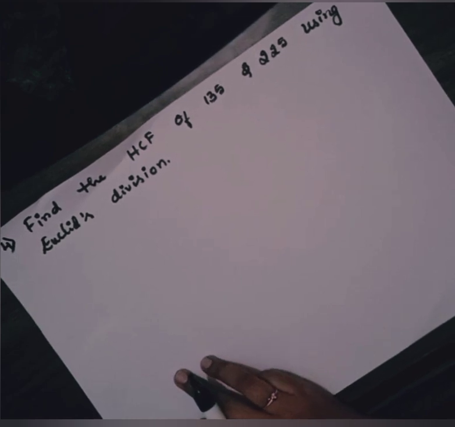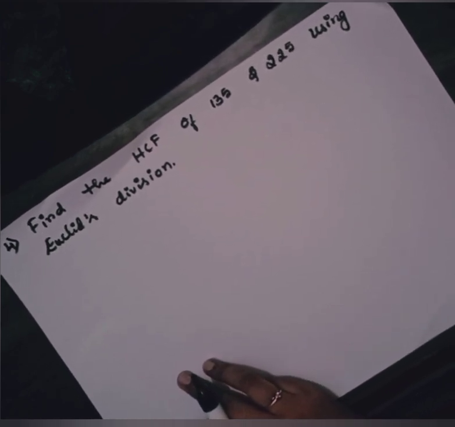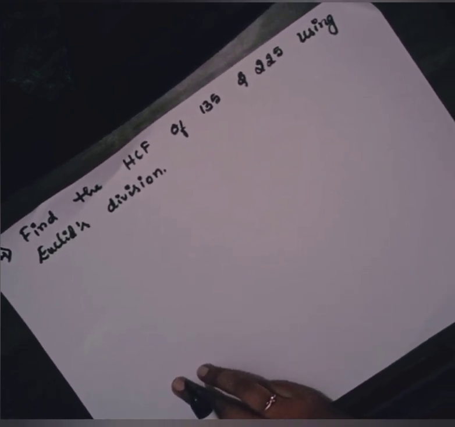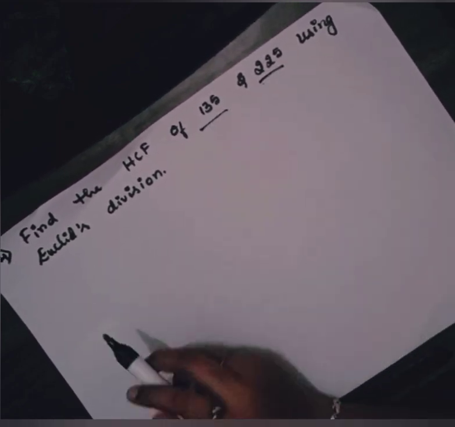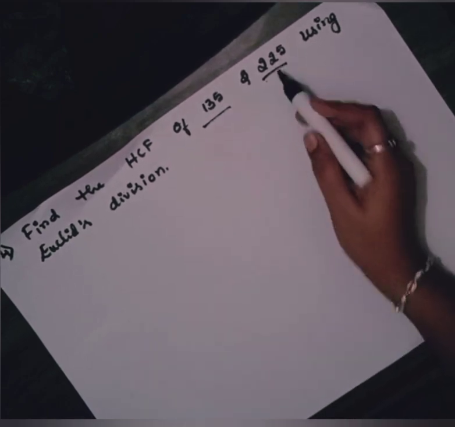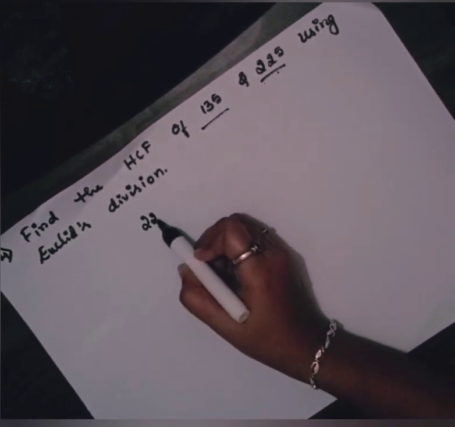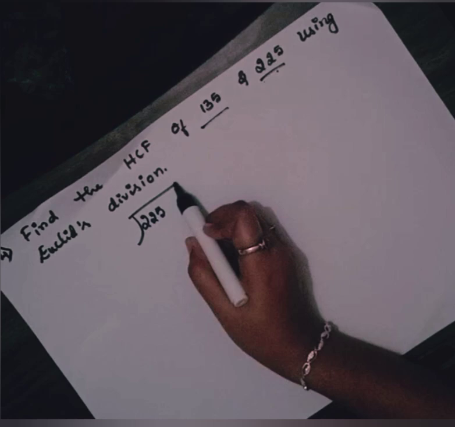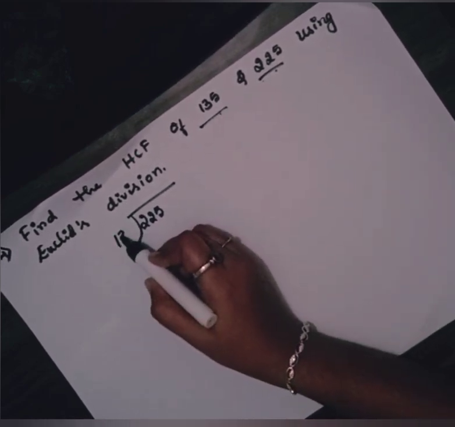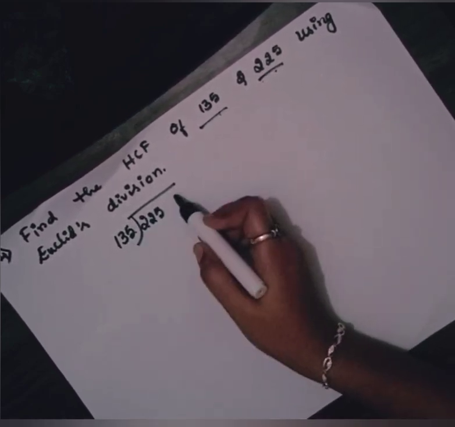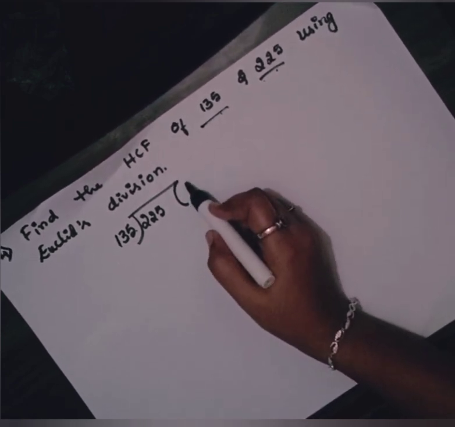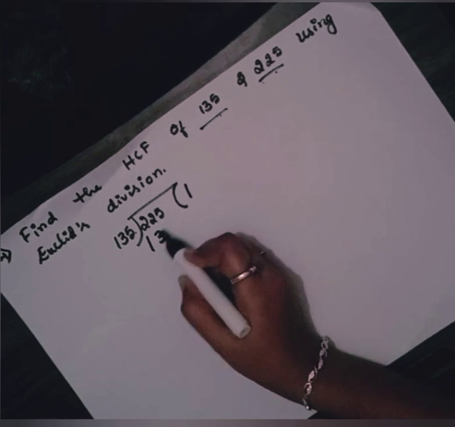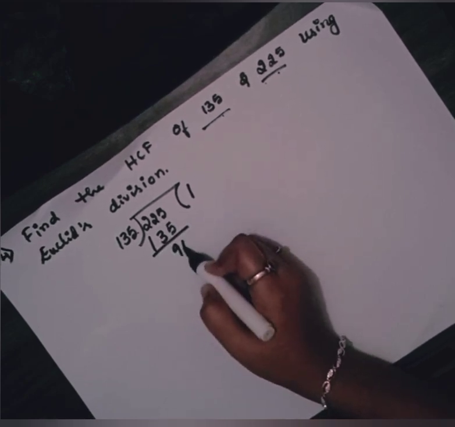Fourth one: find the HCF of 135 and 225 using Euclid's division. They gave two numbers, we need to see which is the biggest and which is the smallest. The biggest one is 225, which goes inside the division, and 135 outside. By which table will it divide? 135 ones are 135. By subtracting, I'll get 90.